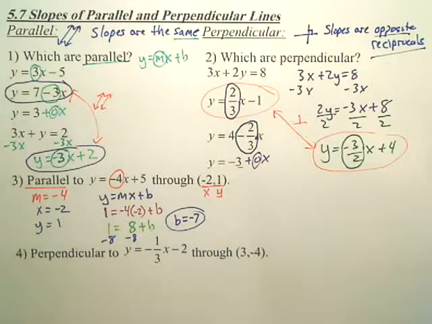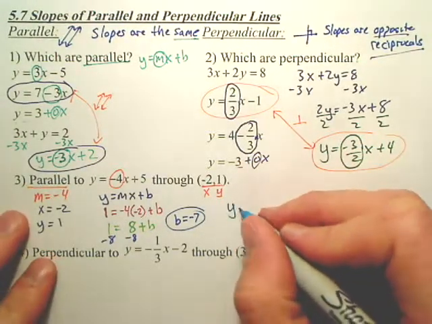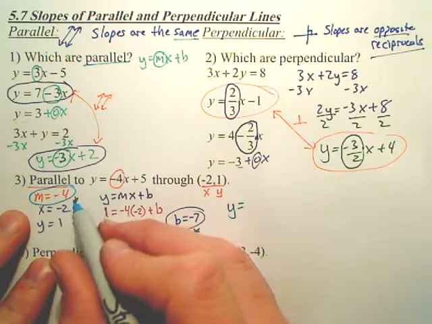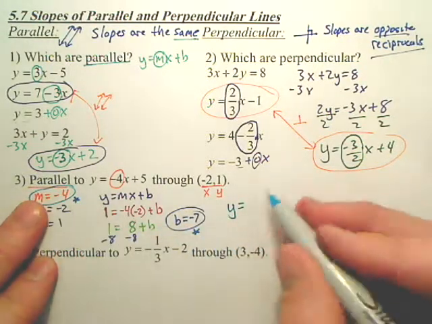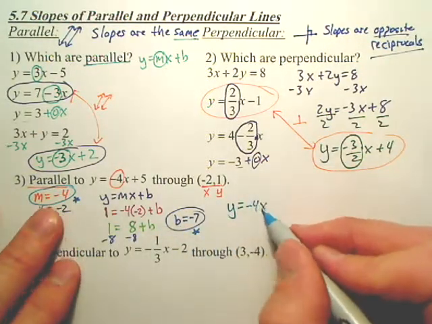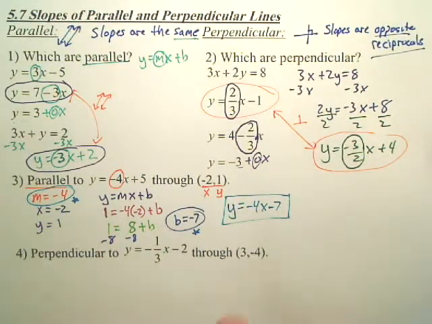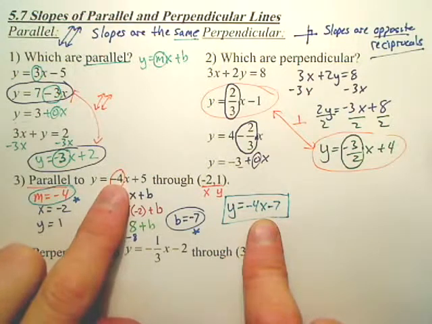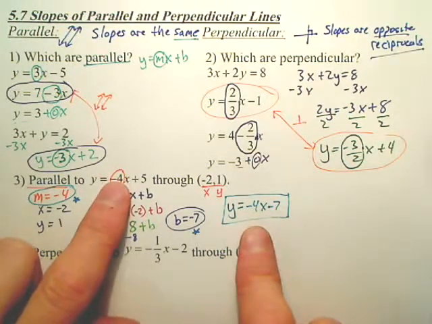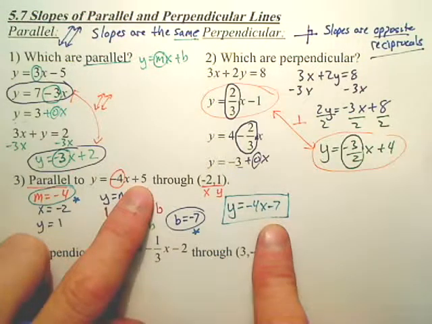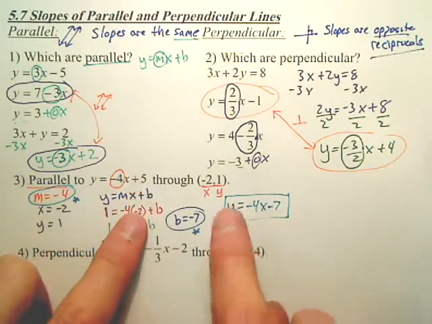What did all that mean? Well, isn't this m? Isn't this b? Isn't it y equals -4x minus 7? Is this parallel to this? Are these two parallel? Do they have the same slope? Do they have different y-intercepts? Yeah. Does this graph go through this point?